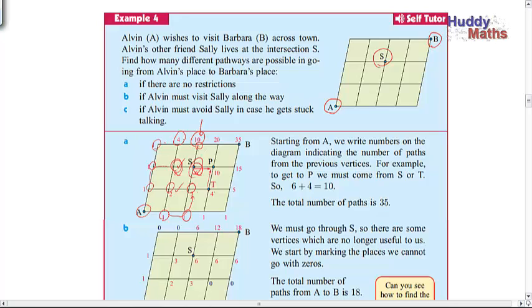Let's try to get to T. How many ways? Well, coming along here to get to there was 3, and to get to here and go up that way was another 1, so 3 and 1 is 4. How many ways can you get to P? Well, T has 4 different ways, and S, I've messed it up, has got 6 different ways, so 6 and 4 is 10 to there.